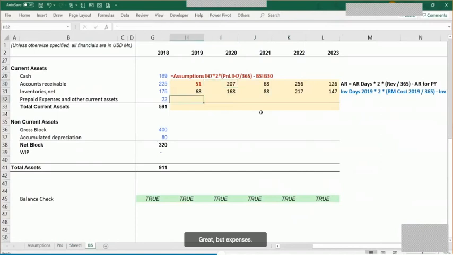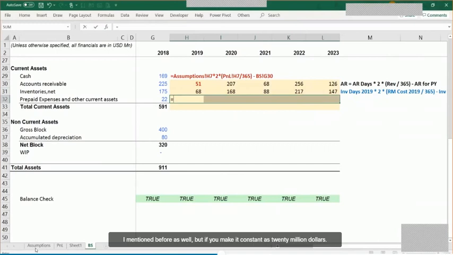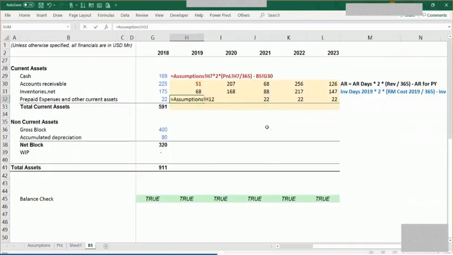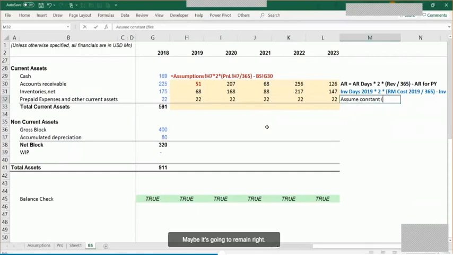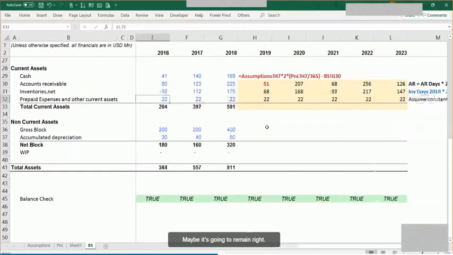And the prepaid expenses and other current assets, as I mentioned before as well, we're assuming constant at $22 million because it's pretty small. It's very small. So assume constant. It's going to remain fixed. Right?